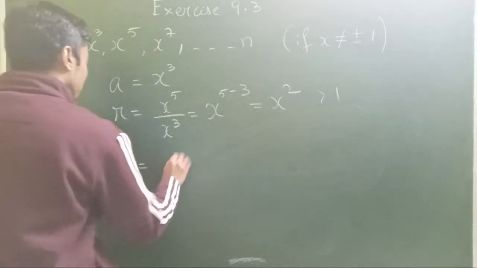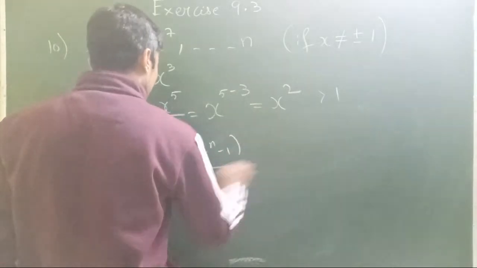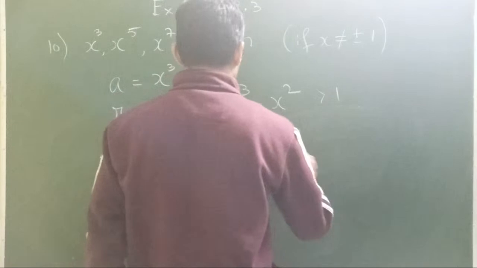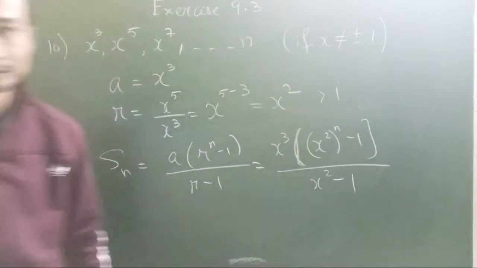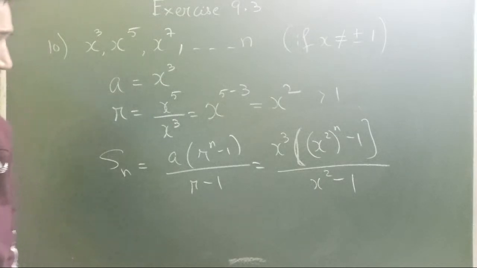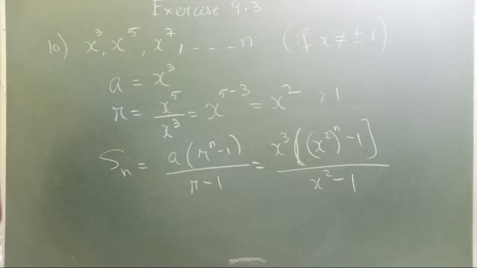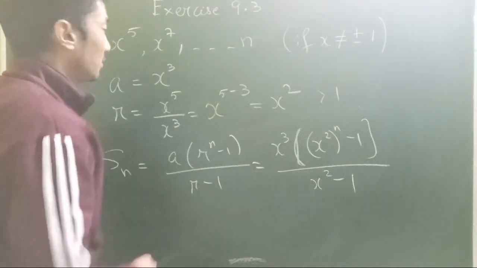So the Sn formula we will use is a into r power n minus 1 divided by r minus 1, for r greater than 1. The value of a is x cube, r power n is x square whole power n, minus 1, divided by x square minus 1. x square is greater than 1, sorry.